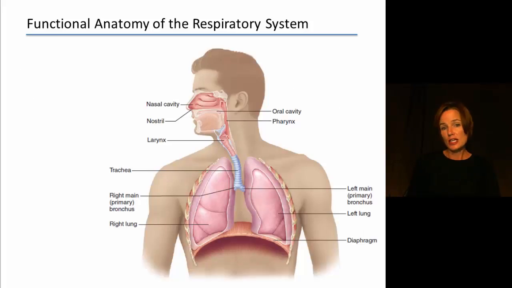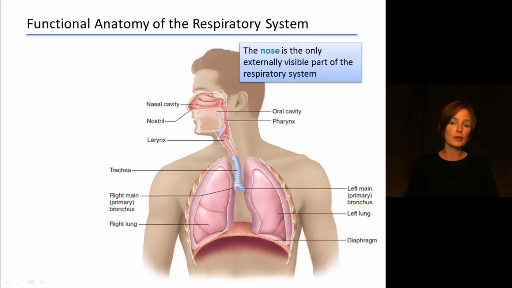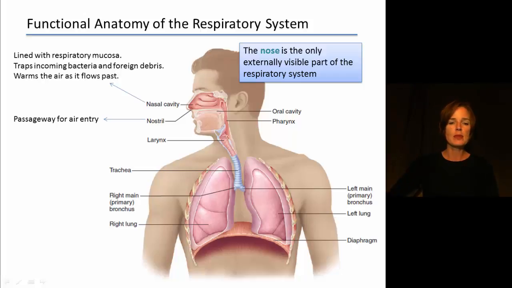Now, when we look at the respiratory system, the nose is really the only part that we can see from the outside. So this is the only externally visible part of the respiratory system. The nose itself is composed of the nostril and also the nasal cavity. The nostril is the passageway where things get in and out of the respiratory system. And the nasal cavity is lined with respiratory mucosa, which traps incoming bacteria and other foreign debris. Besides that, it is warming the air as it enters the body.